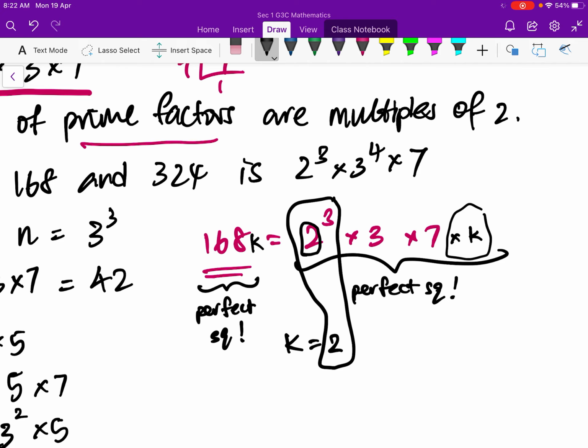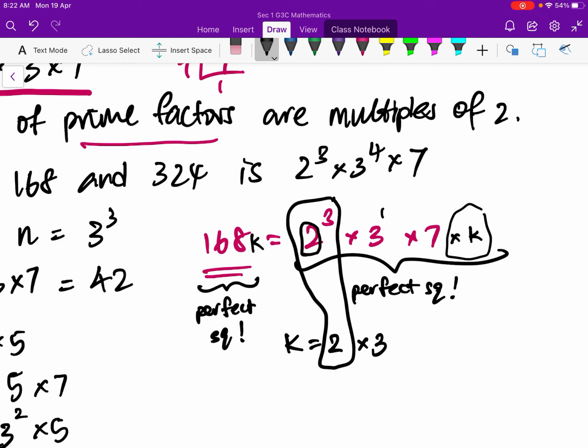Then let's take a look at the next prime factor, 3. 3 has the power of 1. It is not a perfect square yet. Inside this k, there has to be another 3. It could be 3 to the power 1, it could be 3 to the power 3, 3 to the power 5, 3 to the power 7, and so forth, such that when it is multiplied to another 3, the final power of 3 becomes even. But the question says they want the smallest k. So we have to choose the smallest option, which is just one of the 3.